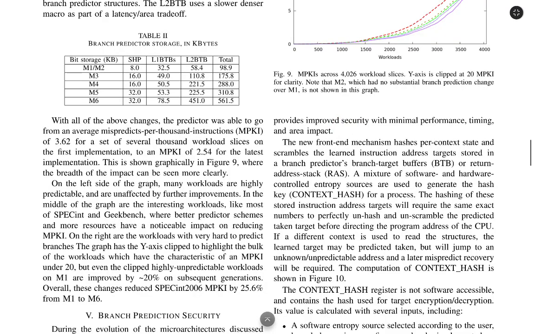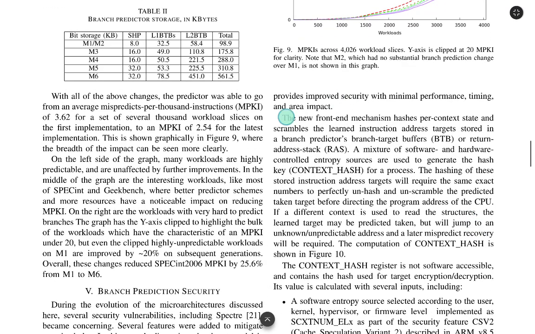The new front-end mechanism hashes per-context state and scrambles the long instruction address target stored in the indirect predictor's branch target buffer, BTB, or return address stack, RAS. A mixture of software and hardware controlled entropy sources is used to generate the context hash key for a process. The hashing of the stored instruction address target requires the exact same numbers to perfectly unhash and unscramble the predicted taken target before redirecting the program address of the CPU.